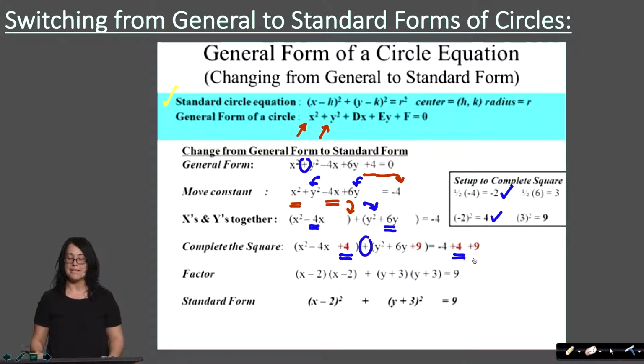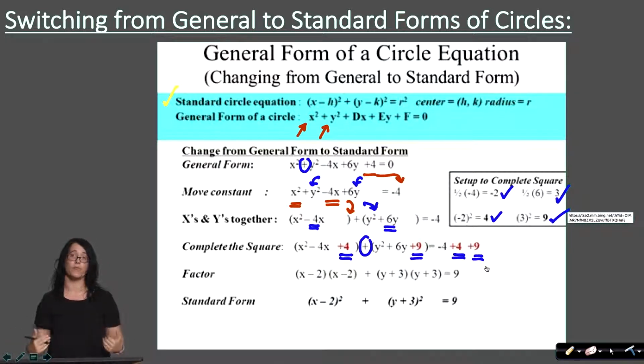Similarly, to complete the square for y squared plus 6y, you take half of b, which is 6. Well, half of 6 is 3. So you take half of 6, which is 3, and you square it, getting 9. So 9 is the magical number that you'd have to add to both sides.